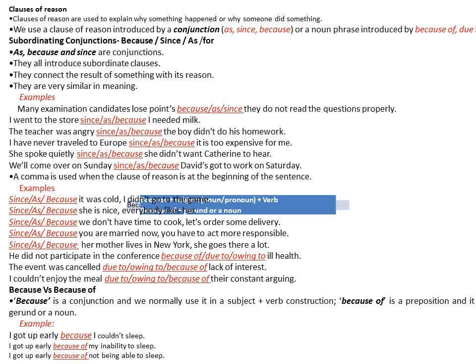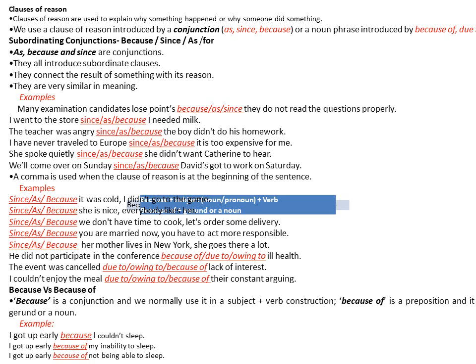The event was cancelled due to, owing to, because of lack of interest. Still, lack of interest is a phrase. I couldn't enjoy the meal due to, owing to, because of their constant arguing. Look, the third part is because versus because of.